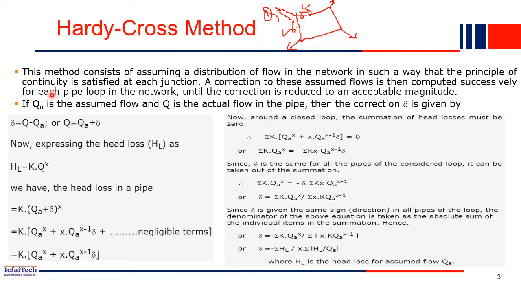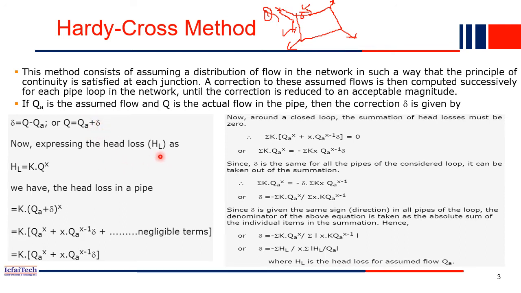Initially we assume that QA is the assumed flow, and capital Q is the actual flow, which we don't know at the beginning. We only assume QA first, isn't it? The correction will be delta: Q, the actual, minus QA, the assumption, gives you delta, meaning how much correction is required. So basically Q is equal to QA plus delta.